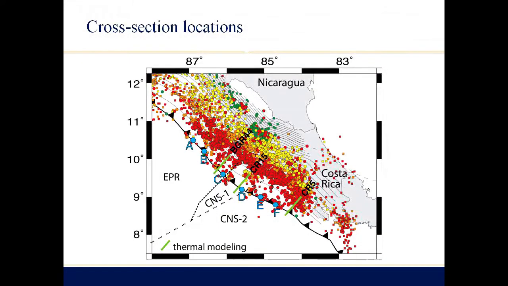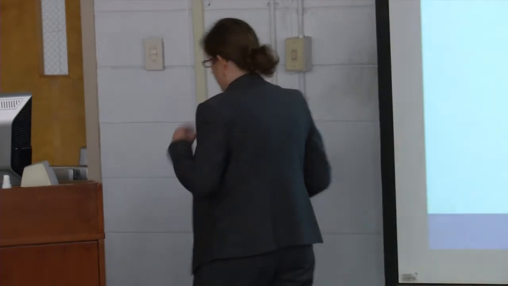You don't want to use tens of thousands of events in your inversion for stability reasons we won't talk about. But these are the data that we do use, about a little over 1,000 earthquakes distributed along the margin. And I'm just going to show you cross sections from A in Nicaragua all the way to F down here in central Costa Rica. And along 3 of those cross sections, we have some thermal modeling to compare to.